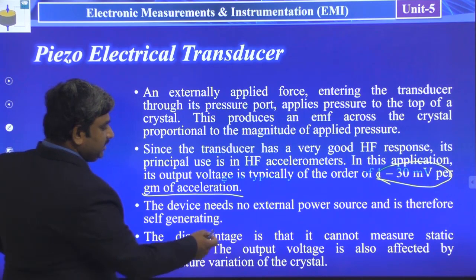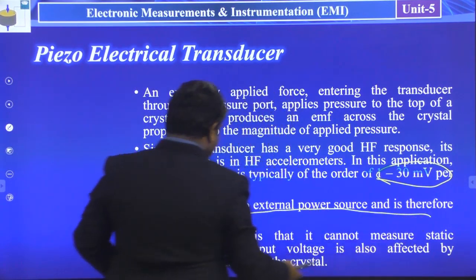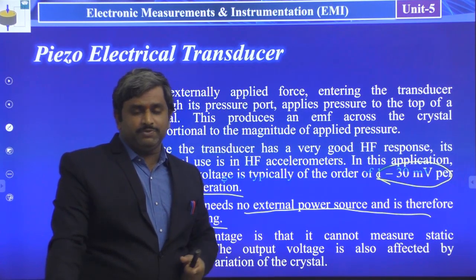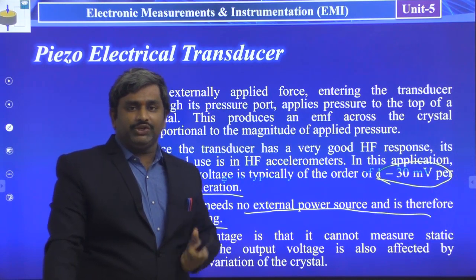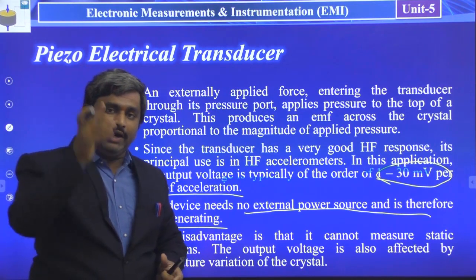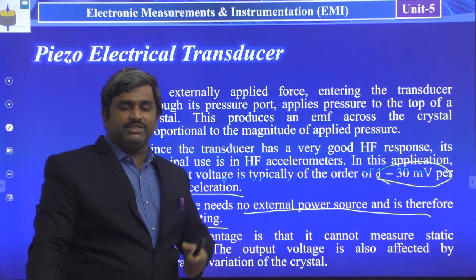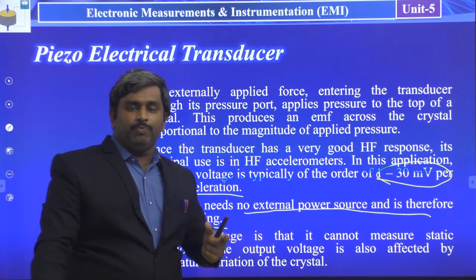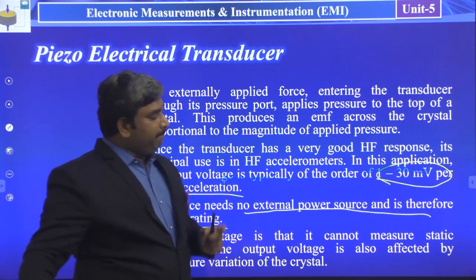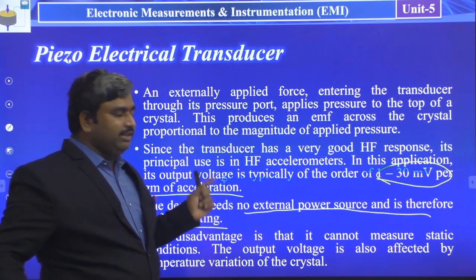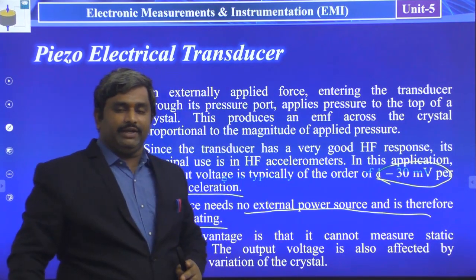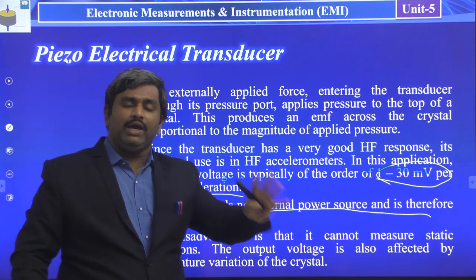Next, the device needs no external power source and is therefore self-generating. In the previous discussions, we have seen different types of passive transducers, where we connected an external power supply. We controlled the external supply voltage, and produced some output voltage based on pressure, strain or displacement. But here this is a completely different concept. There is no external energy. The pressure directly generates the energy, that is, the pressure energy is converted to electrical energy.